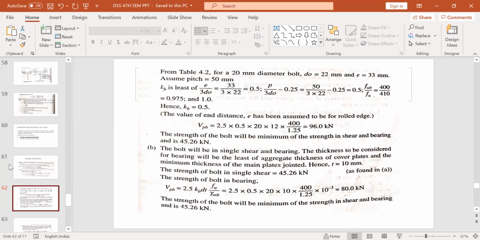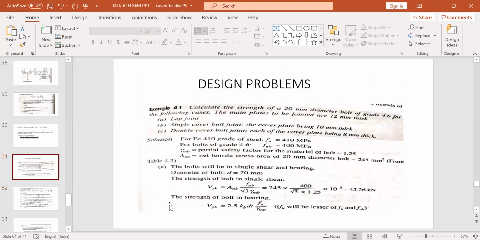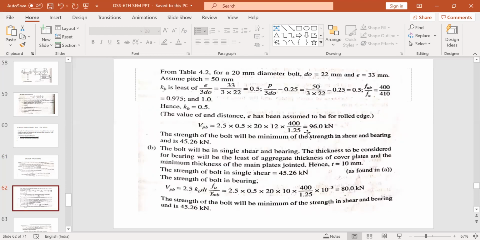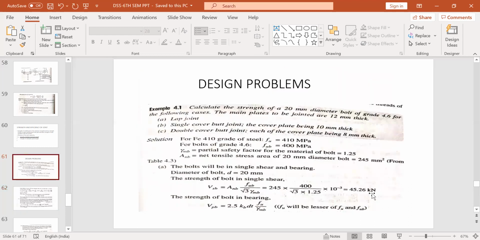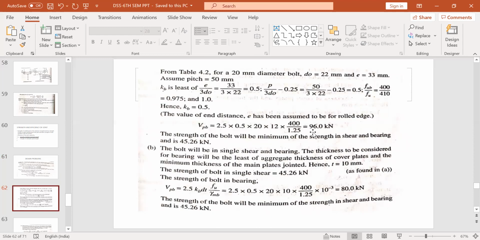Now put all these values in this formula. If you put these values, you will get Vpb is 96 kilonewton. So in shearing you are getting 45.26 for single shear. In bearing, it is 96. Now the strength of the bolt will be the minimum between shearing and bearing. Okay, so you take 45.26 as the strength of the bolt. Now this is for the lap joint.